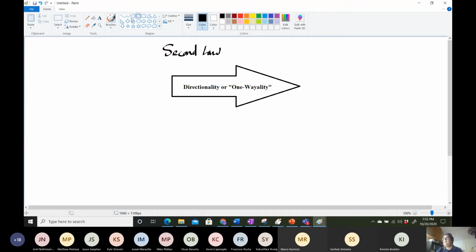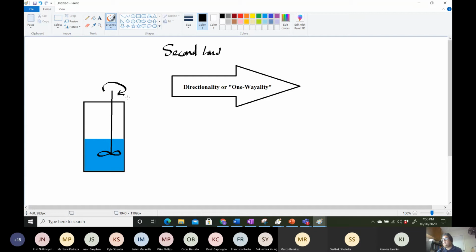All right. So another example would be you have a vessel and you have some water in here, and then you put a propeller in here that you can spin, right? And by doing so, if you spin this propeller, you create heat. So this water will start to get hot, and you'll have heat coming out. So Q.